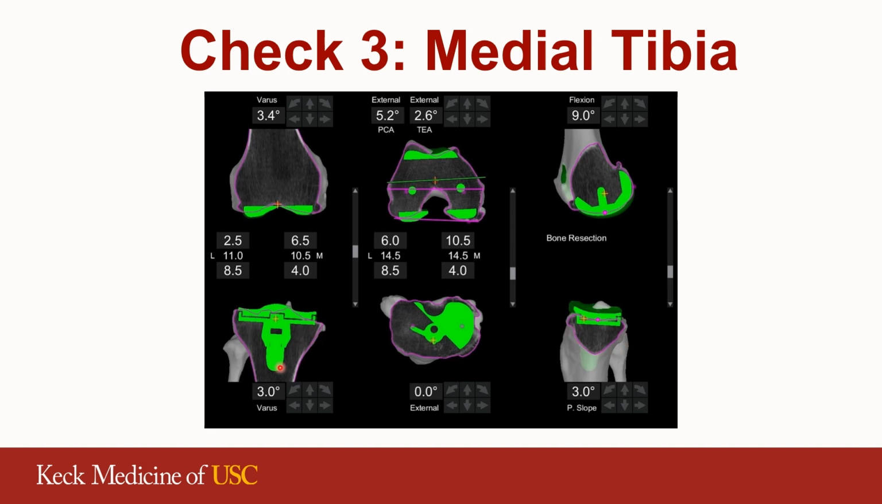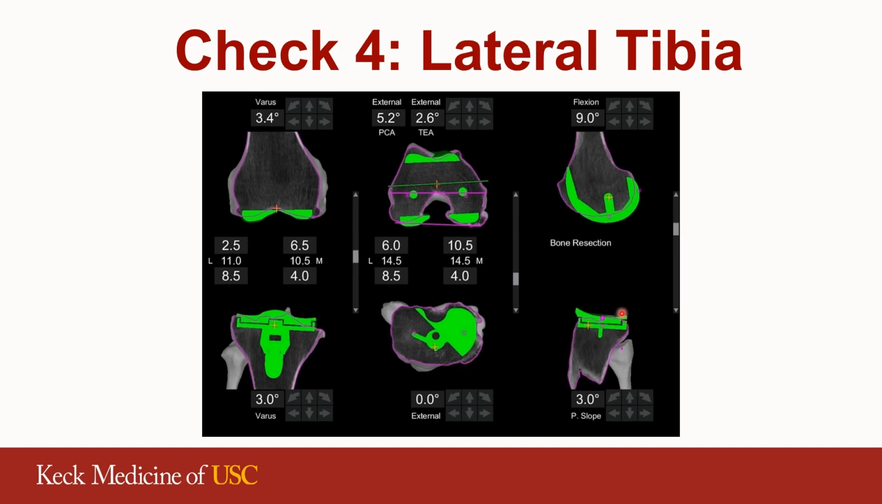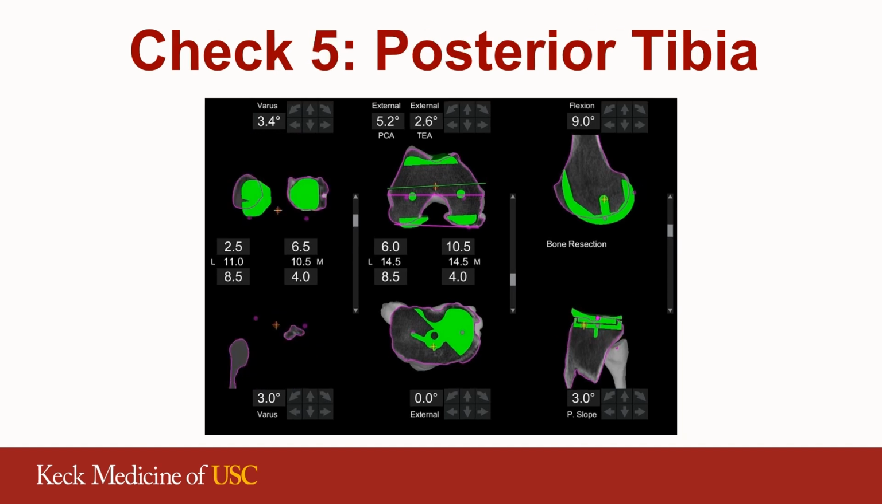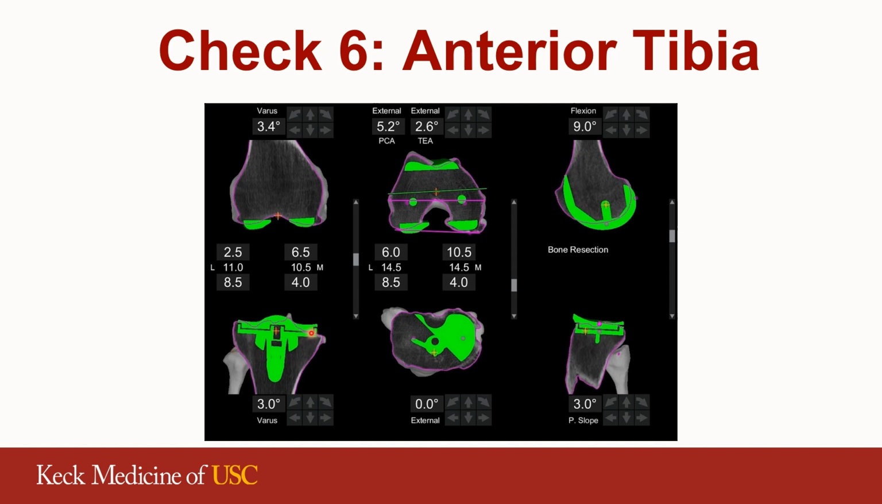Remember, we used to be at 0 degrees where we were taking just 1. Now we've added 3 degrees of varus and we're taking about 4 millimeters off the medial tibial plateau. Scroll laterally and then we'll look at the depth of our lateral resection. We plan for 8.5 millimeters off the lateral side. 5 will look at the posterior tibia. 6 will then scroll forward to look at the anterior tibia on the coronal plane.